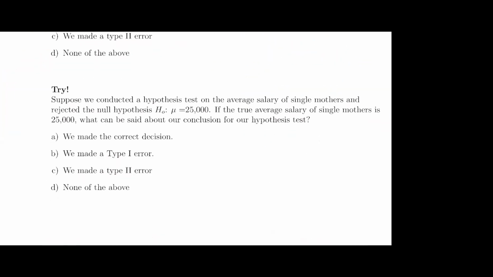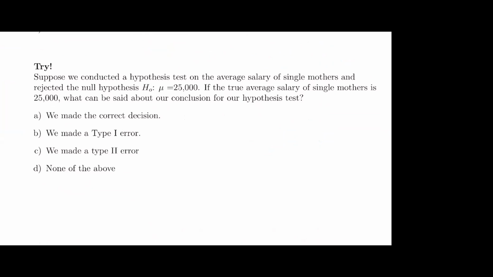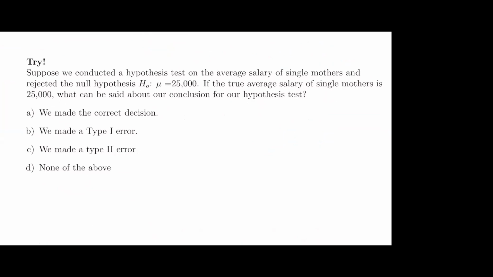All right, so let's do this next one. And then that'll be it for today. So this one says, suppose we conducted a hypothesis test on the average salary of a single mother and rejected the null hypothesis that H0: mu is equal to 25,000. If the true average salary of a single mother is 25,000, what can be said about our conclusion for our hypothesis test?